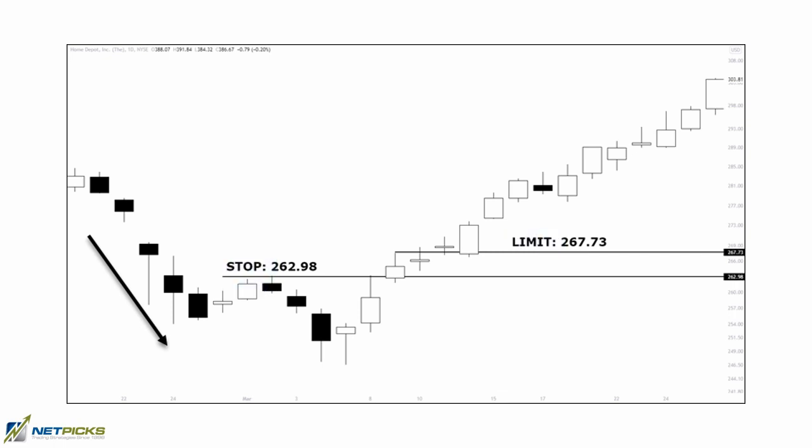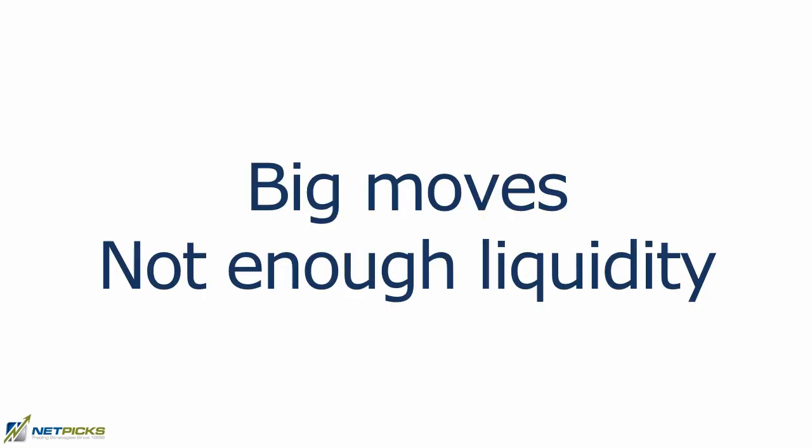So once the stop price is hit, the 262.98, the limit order now comes into effect. So you are looking to be filled anywhere between 262.98, the stop price, and 267.73, which is your limit price. And if price quickly rises from the stop price in a fast-moving market, you may not get filled if price beats your limit price.